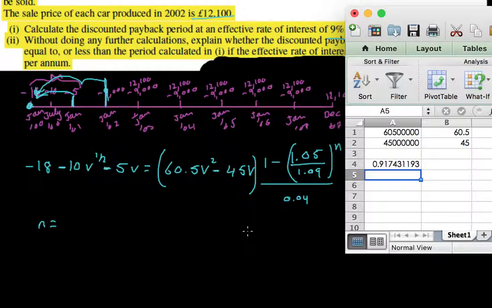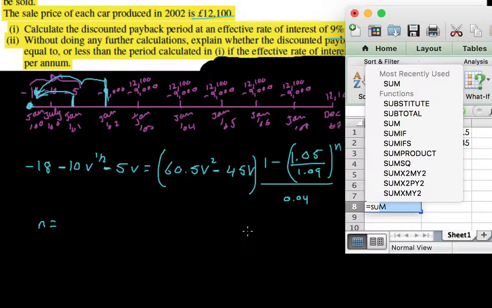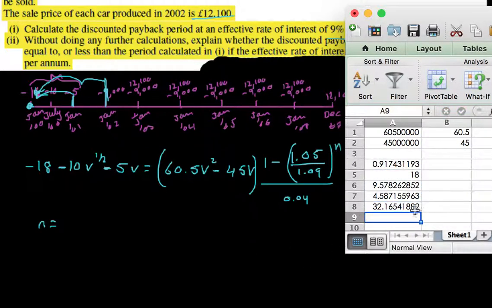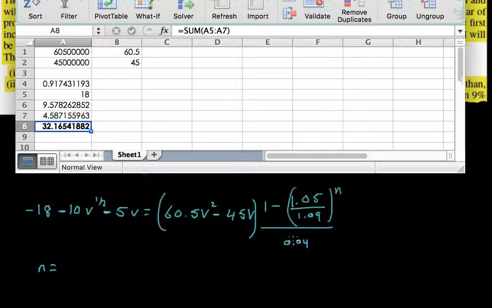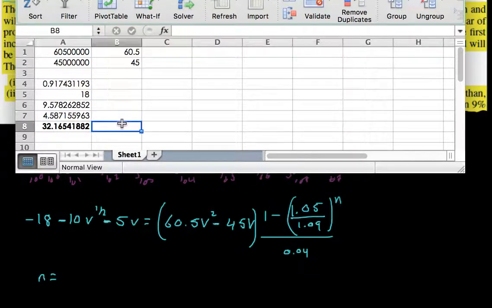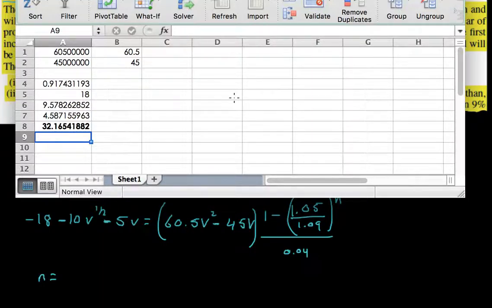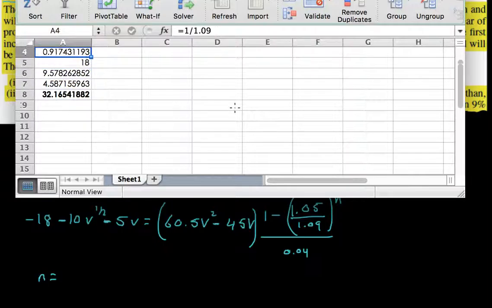So our expenses is going to be 10 times v to the half, and then this one's going to be 5 times v. So the sum of all of that is our total expenses over here. And now we can find out what our positive cash flows are. The first bit is we're going to have to divide our expenses by this bit over here. So I'll just drag this down a little bit. Sorry, my Excel's acting a little weird.